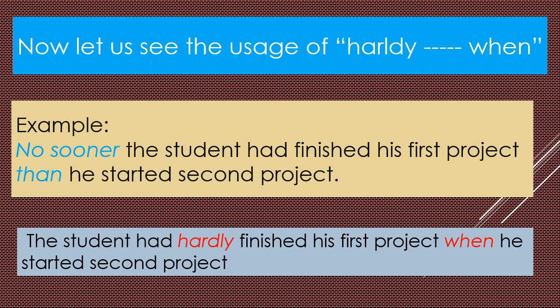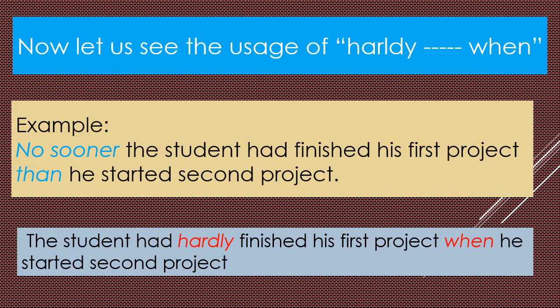So here, in the place of no sooner than, hardly when is used. What are the changes that have been made here? Yes, the no sooner is used at the beginning of the sentence, but hardly is not used at the beginning. It is after the auxiliary verb had. After the auxiliary verb had, the hardly is used here. Remaining is same. In the place of than, we use when.